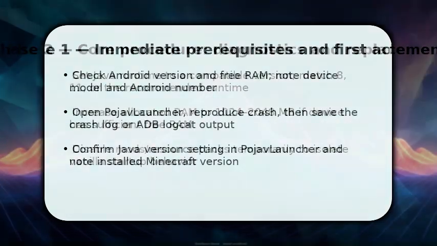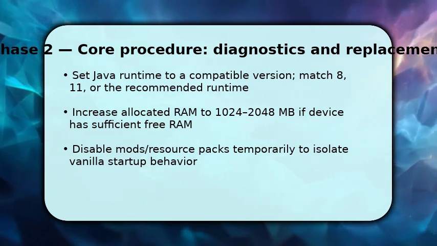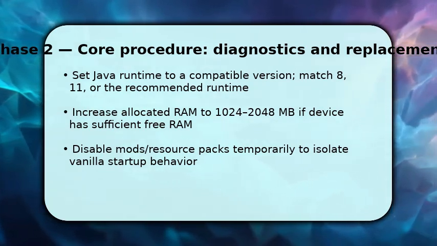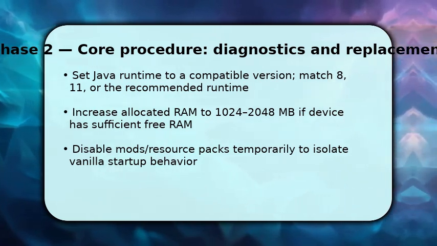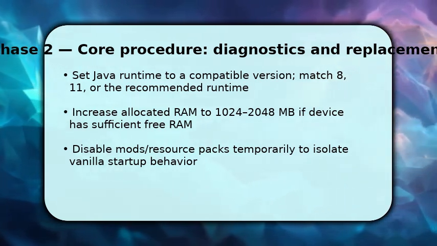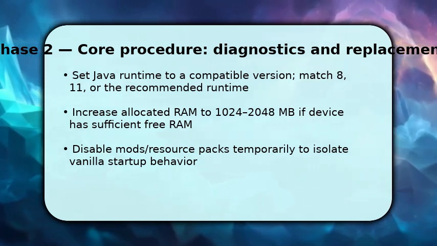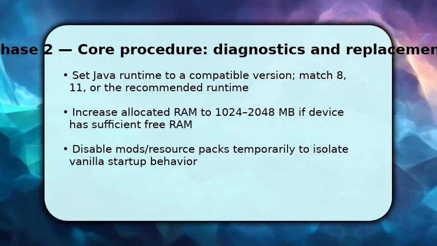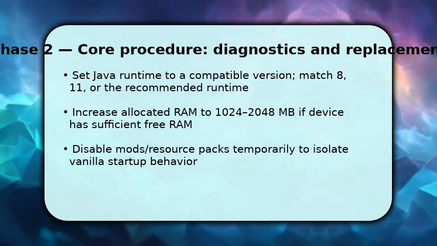Next, you change the runtime and memory so the launcher can actually start the game. In Pojavlauncher settings, pick the Java runtime that matches the Minecraft build. Older releases need Java 8, newer builds may prefer Java 11. That prevents class errors. Increase the heap to 1024 or 2048 MB if your device has enough free RAM, because low memory triggers immediate exits.